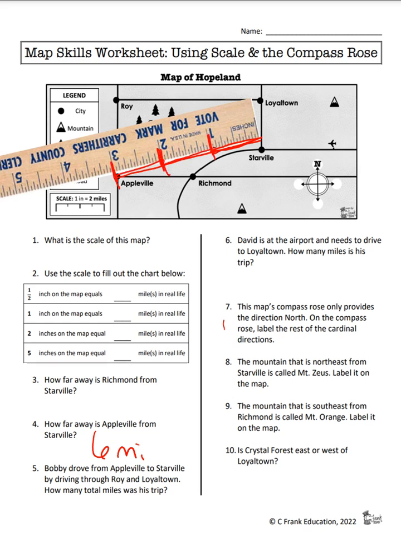That's 3 inches. So every inch is 2 miles. This inch is 2 miles, this inch is 2 miles, that inch is 2 miles, for a total of 6 miles. Now, next question I really like a lot.